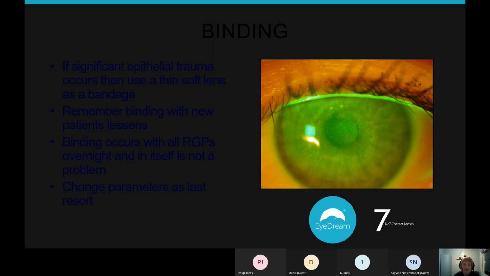If you did have a patient who has binding, it's really tempting to think that it's because the lens doesn't fit properly, but it's actually just a phenomenon of rigid lens wear and sleep. And so you want to change those parameters really as a last resort, because otherwise, if you change parameters, you might have a less successful effect and still have the binding. So don't jump to change that.